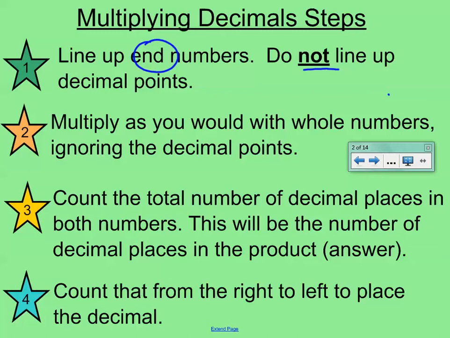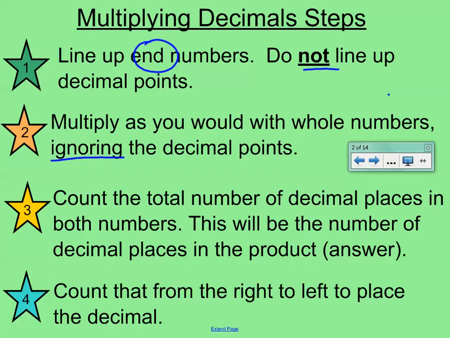Step number 2, multiply as you would with whole numbers, and you're going to ignore the decimal points in the beginning. So after you line up the end numbers, not the decimal points, you're just going to pretend like the decimal points aren't even there, and you're going to do regular multiplication. That's when it starts to get a little bit more tricky.